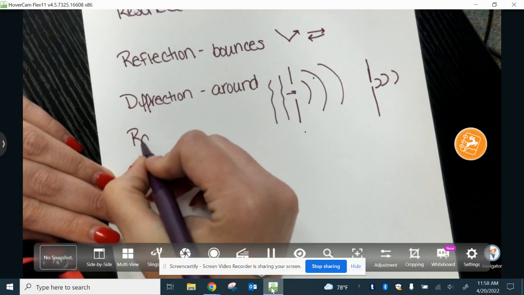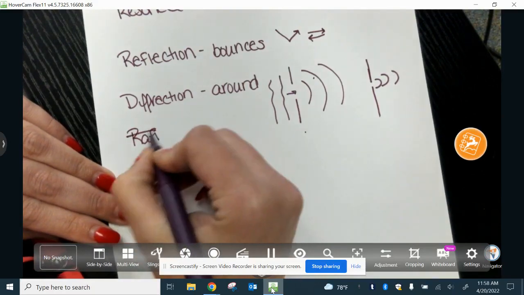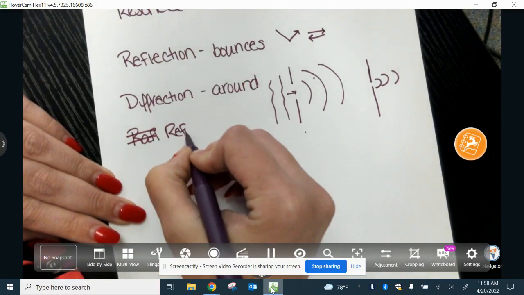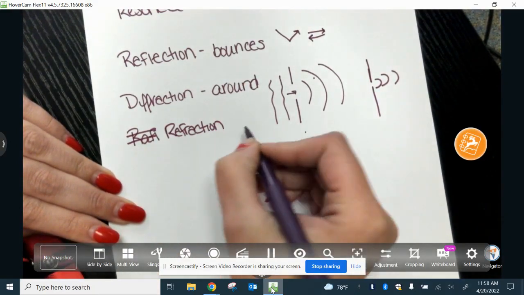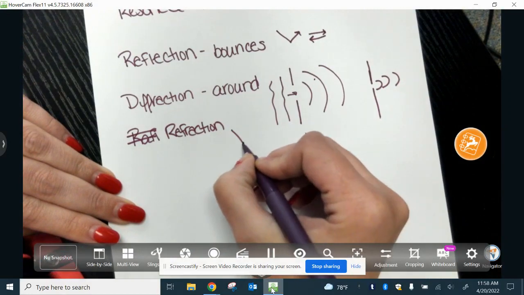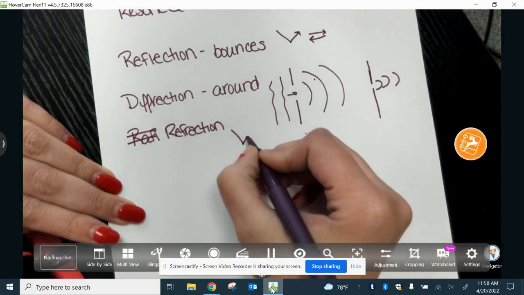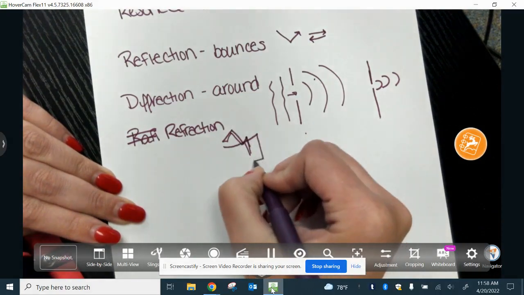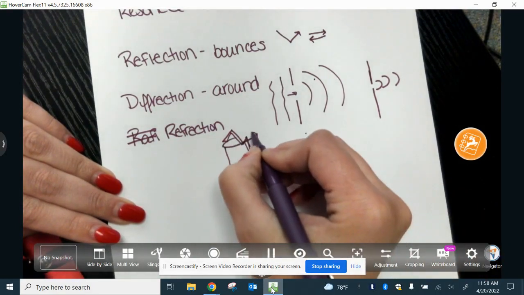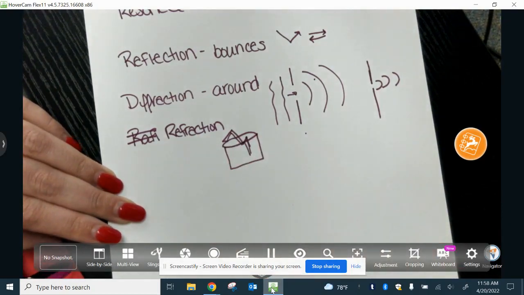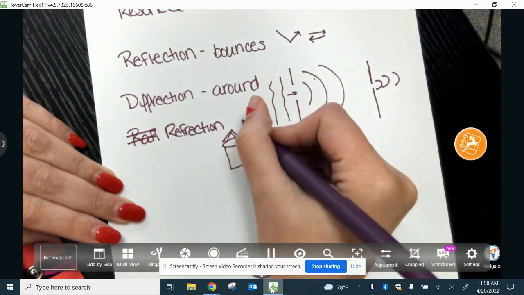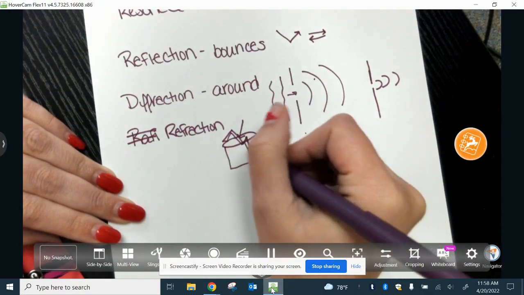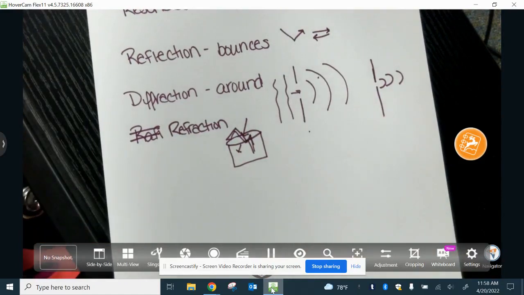And then refraction. That is your bending because of a change in mediums. That is your straw in your cup of water. That's because it's going from air to water, and it's going to change those wave behaviors, and it results in something being slightly off when you look through it.